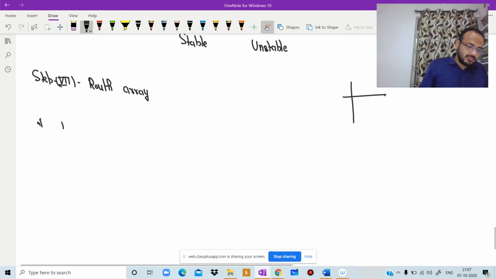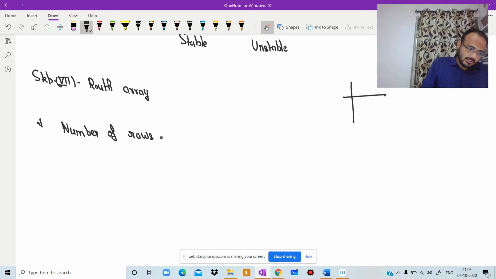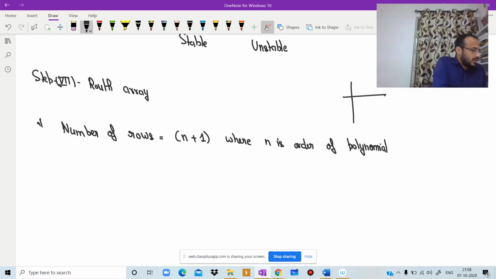Routh array, write down. That's why I told each and every minor thing. Number of rows we have is n plus 1, where n is the order of polynomial. Is it clear up to this point? Yes or no?